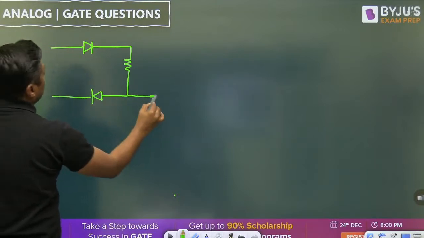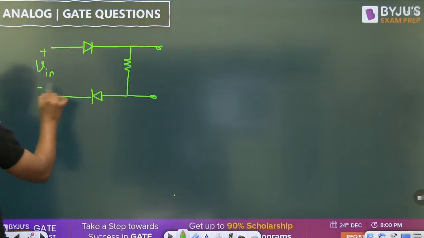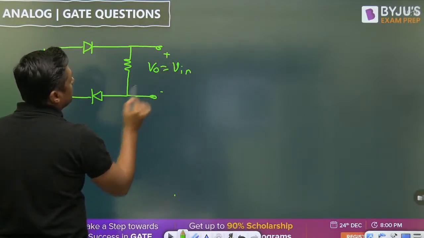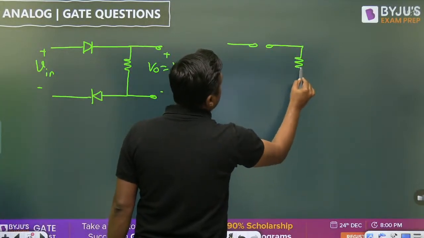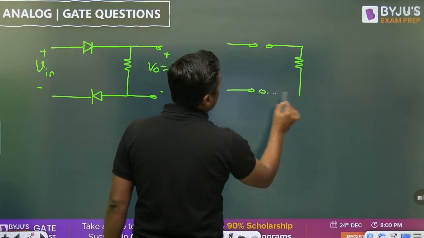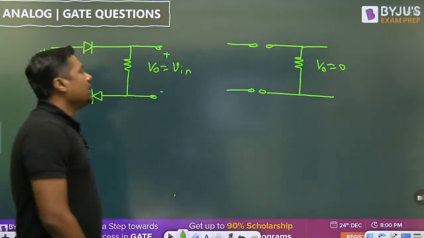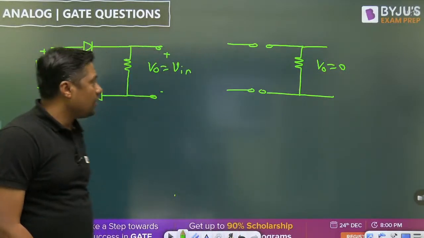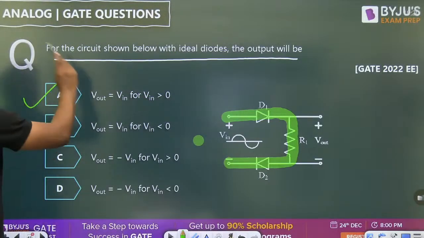Ideal diode: during the positive half, both the diodes are on. The output is exactly a replica of the input, right? But during the negative half, both the diodes are off. What will be the output? 0. We are getting the output equal to the input during the positive half. So this is the case: V out is equal to V in for V in greater than 0.